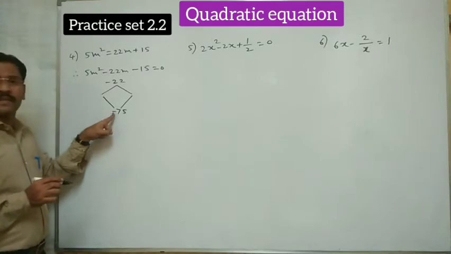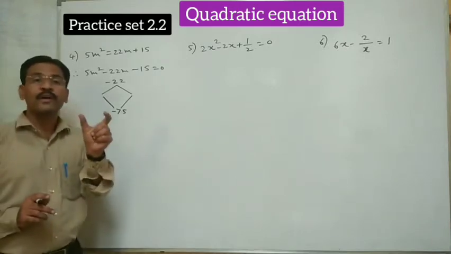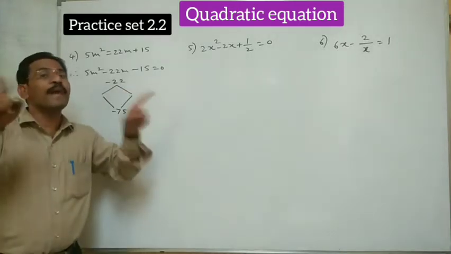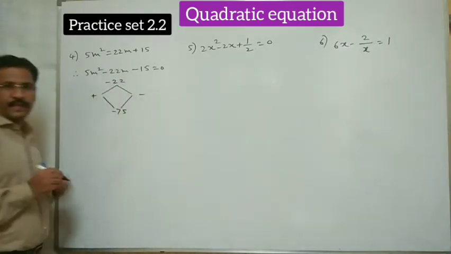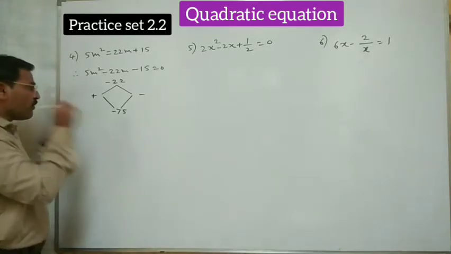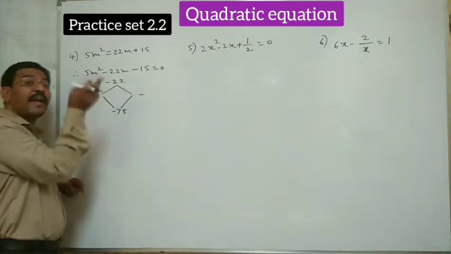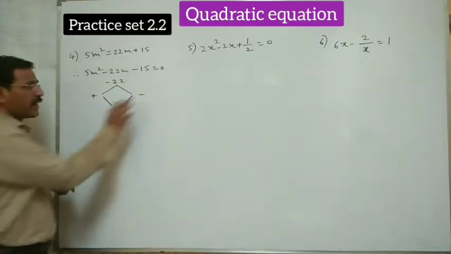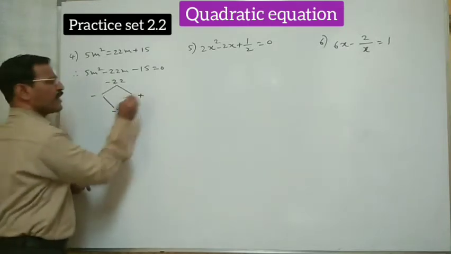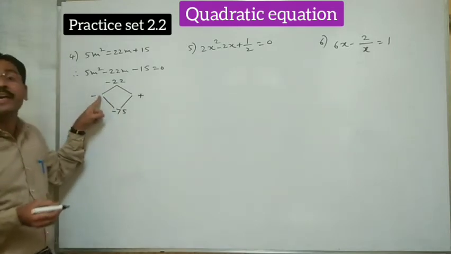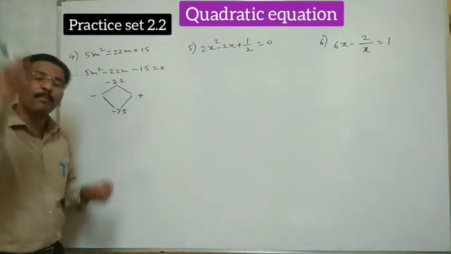Because of this minus sign, both must be of different signs. So whenever the product of any two terms is negative, then both have different signs. Just try to observe. Okay? So I'll write here a plus sign, here a minus sign. Always, because of this minus sign, the greater number is negative. I will write the negative first. So you can write plus minus also. Their difference should be minus 22, which means the greater number is minus.